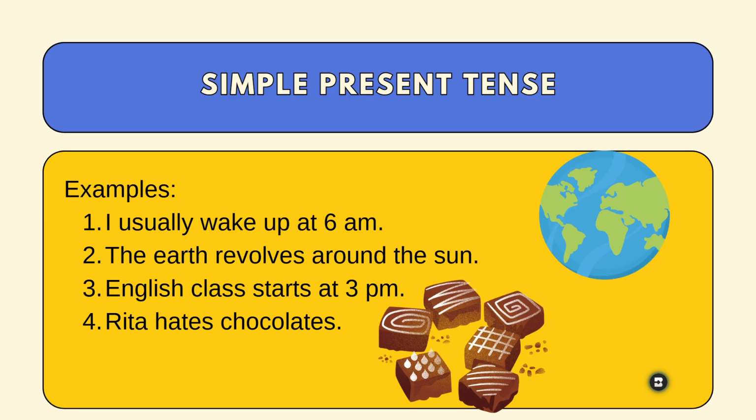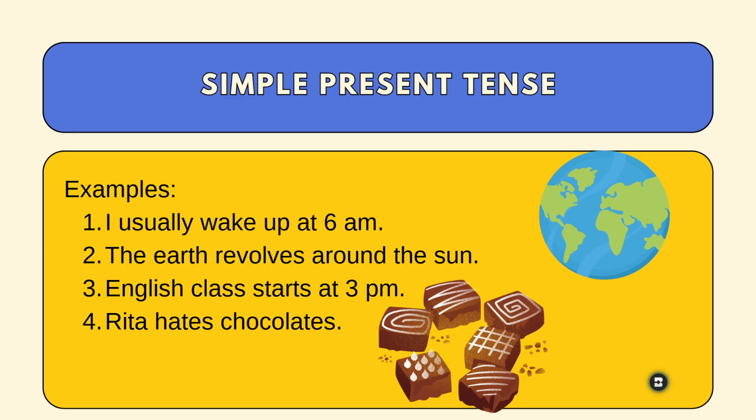Let's look at some examples. I usually wake up at 6 a.m., which is a habit or a routine. The subject here is I and the verb is wake. So it is subject plus the verb, and there is no s here since it is I, which is first person. I usually wake up at 6 a.m. The earth revolves around the sun. This is a fact because it never changes. The earth is the subject plus the verb, which is revolve, plus s since the subject is singular here.